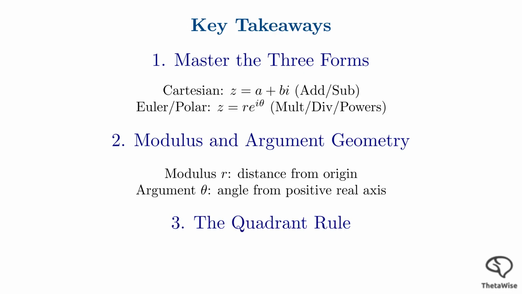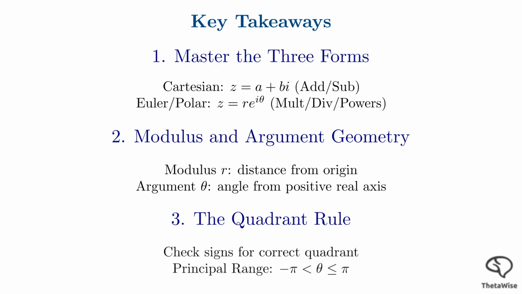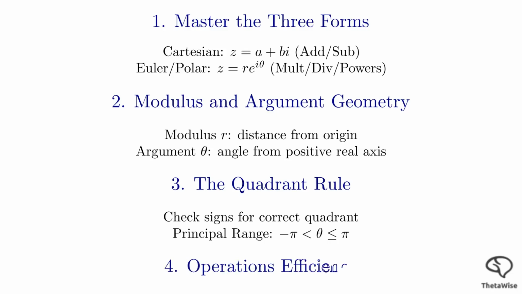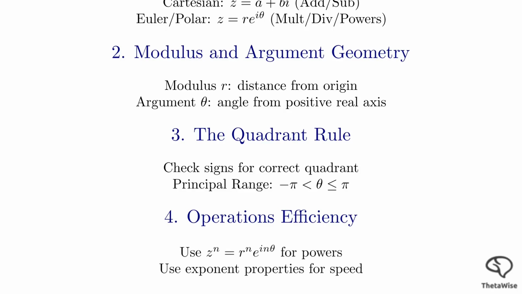Third, remember the quadrant rule. When converting to Euler form, always check the signs of the real and imaginary parts. Ensure your argument is in the correct quadrant and within the principal range of negative pi to pi. Finally, focus on operations efficiency. Use de Moivre's theorem for powers and the properties of exponents for multiplication and division to solve complex algebraic problems quickly and accurately.